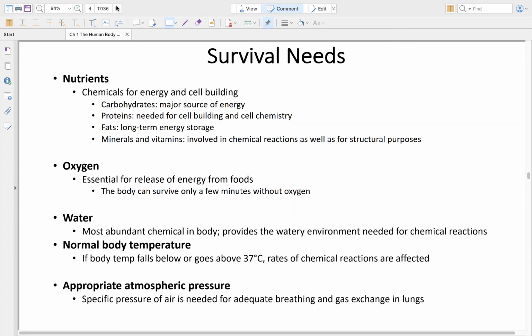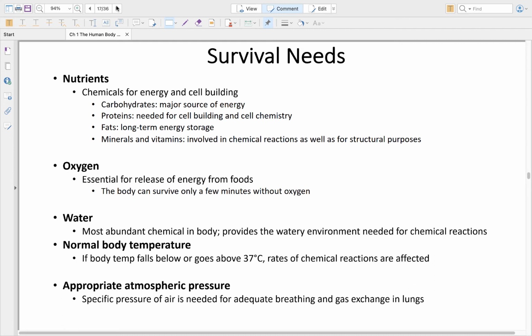All right, so those are the 11 systems. Now, we also have survival needs, and these are not anything elusive that you've never seen before or that should be very shocking. You need nutrients, oxygen, water. You need your body temperature to be perfect, and you need a good atmospheric temperature around you. All right, let's start with nutrients.